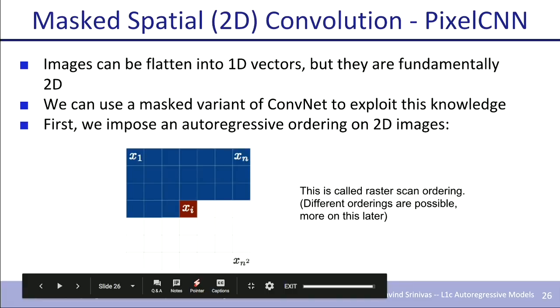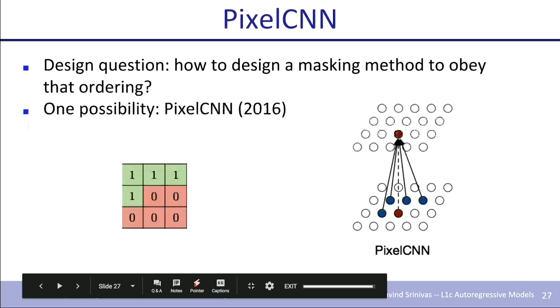Questions? No? So how do we do it? There's one possibility, proposed in an ICML paper, actually it was best paper of that year, called PixelRNN and PixelCNN. And we will only look at the PixelCNN variant in this lecture.